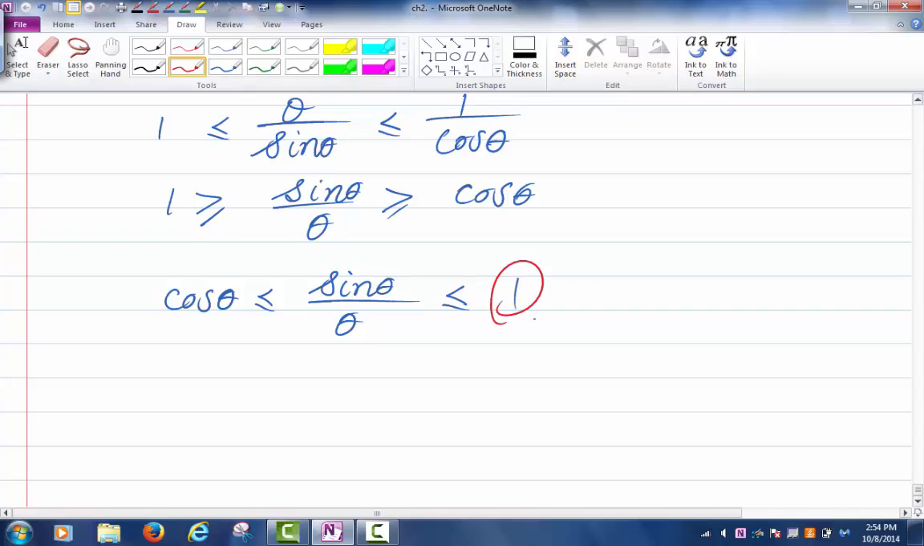What's the limit of this guy as theta goes to 0? 1. What's the limit of this guy as theta goes to 0? Cosine 0 is 1. So that forces the limit of the middle one to be 1 as well. Okay, so that's how the limit of sine theta over theta is 1.